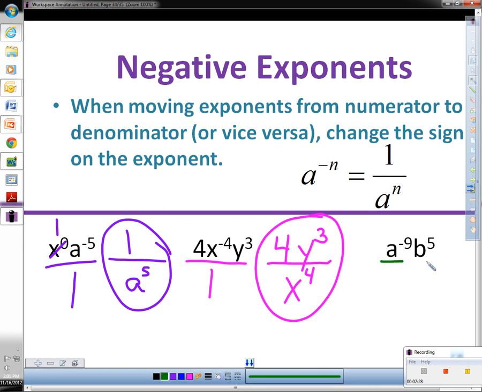In this last one, write it like a fraction, so I can see that everything's on top right now. a to the negative 9th power, I'm going to move to the bottom, so it becomes a to the positive 9th power. b to the 5th power, 5 is already positive, so I'm going to leave it on the top. b to the 5th power divided by a to the 9th power.